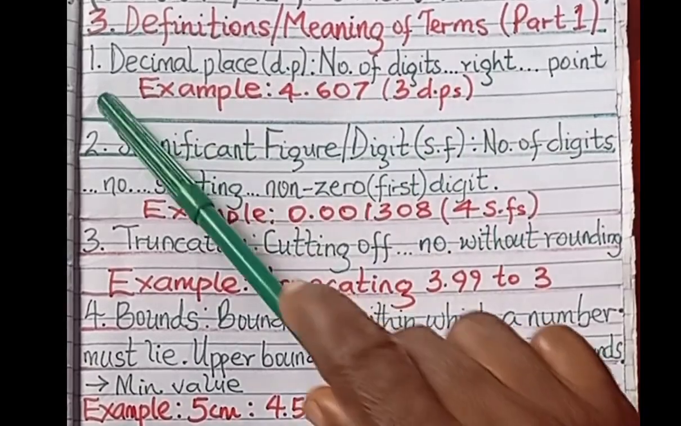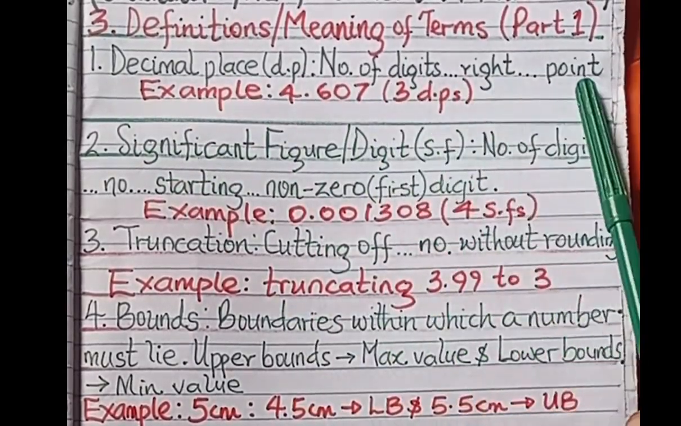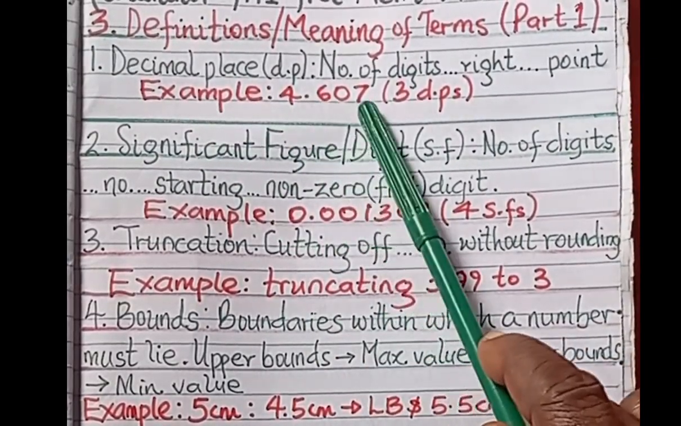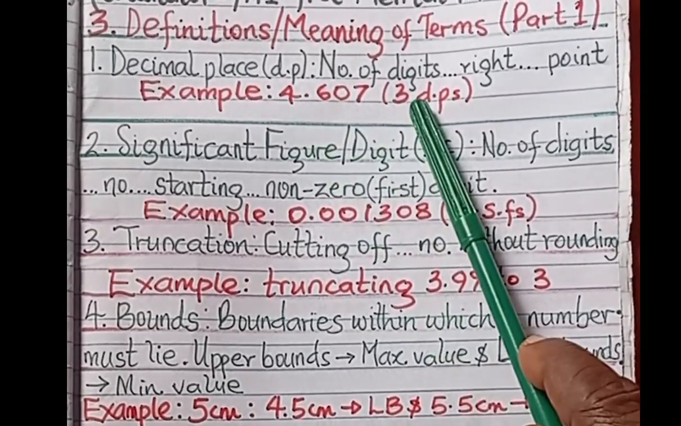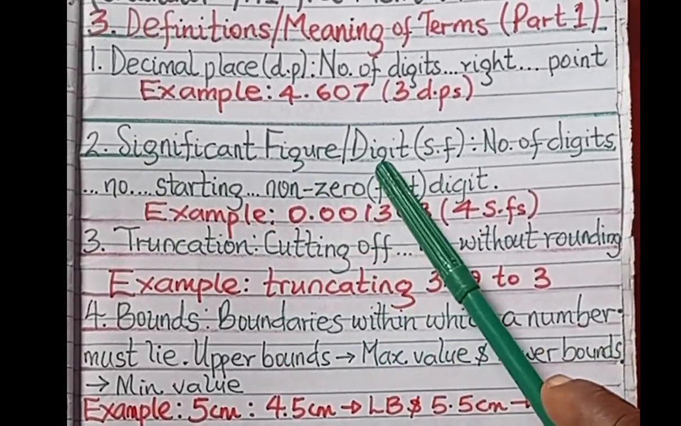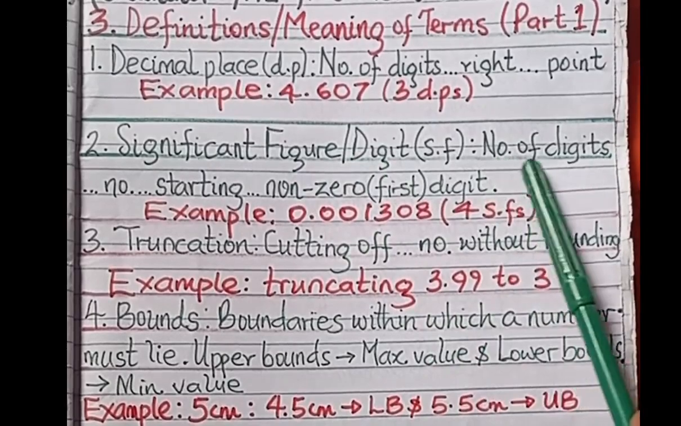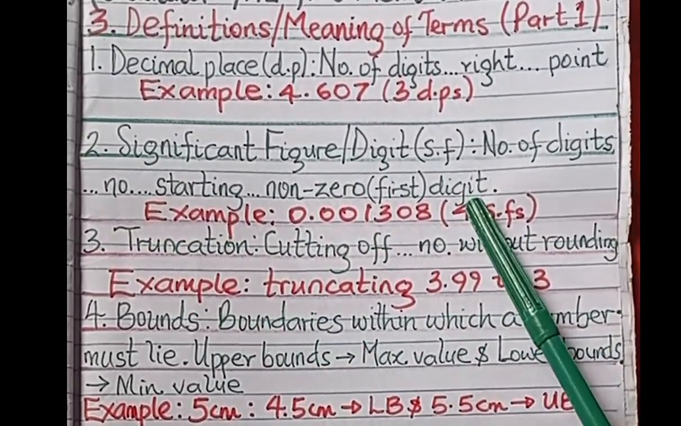Part 1. 1. Decimal place. The number of digits to the right of the decimal point. For example, 4.607. We have 3 digits to the right of the decimal point, so it has 3 decimal places. 2. Significant figure or significant digit. The number of digits of the number starting from the first non-zero digit.